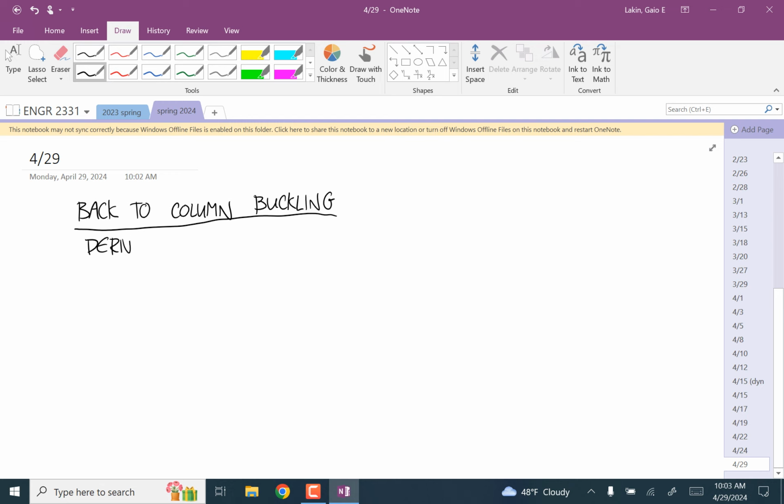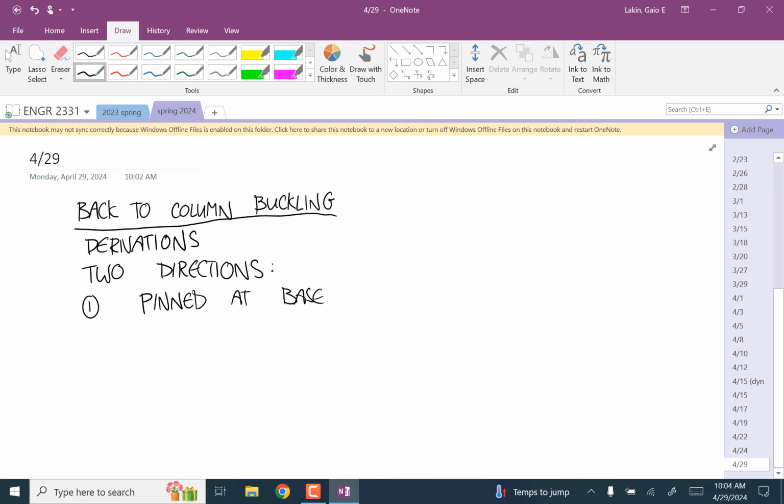We're going to work on these derivations, and there are two different directions that you go with these. Sort of two fundamentally different starts. The first one is if the column is pinned at the base. This is simpler. And the second one is fixed at the base.